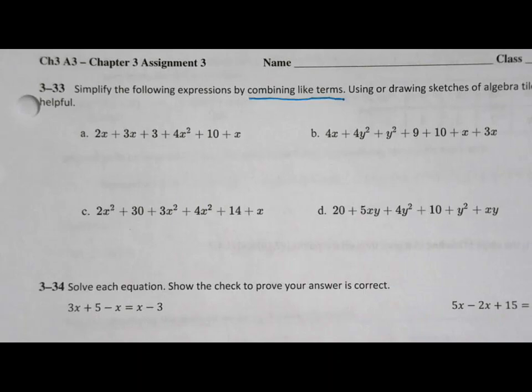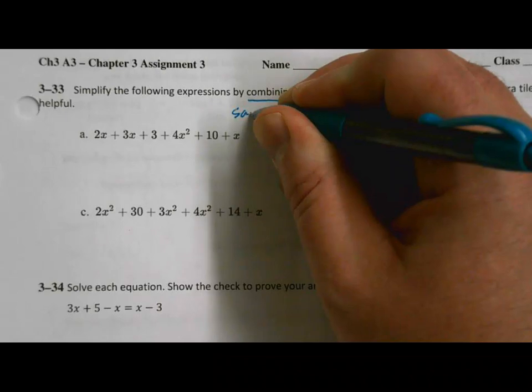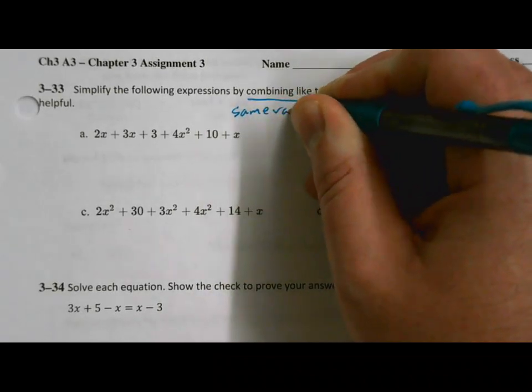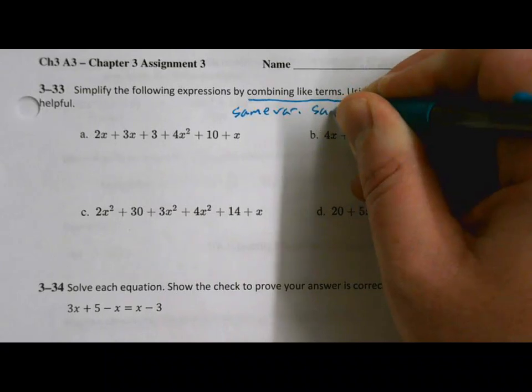So the rule is like terms have to have the same variables with the same exponents.